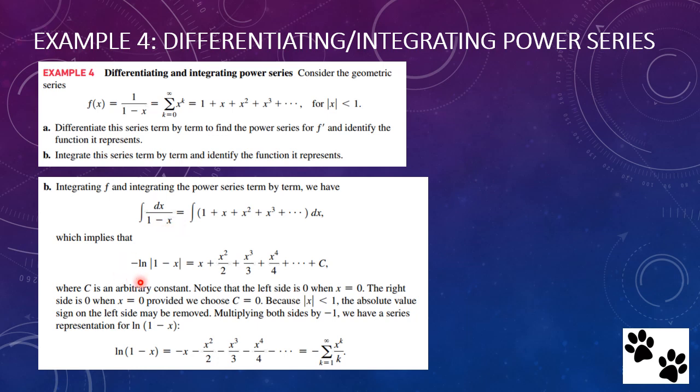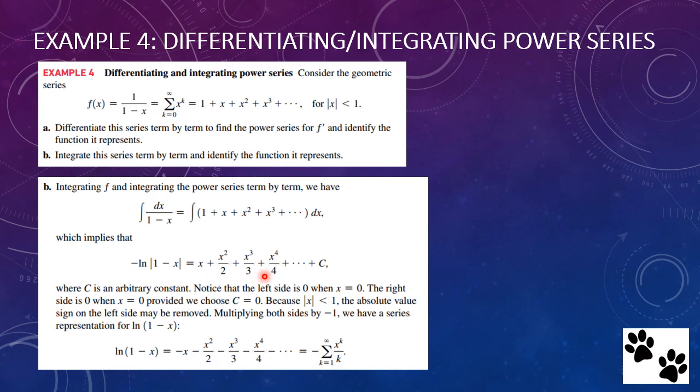So we have negative natural log of 1 minus x as the integral of the function. So there's the functional value that we get for the integral of the original geometric series. When we integrate each part, notice that the integral of 1 is x. The integral of x to the power of 1 is 1/2 x squared, 1/3 x cubed, as we go on.